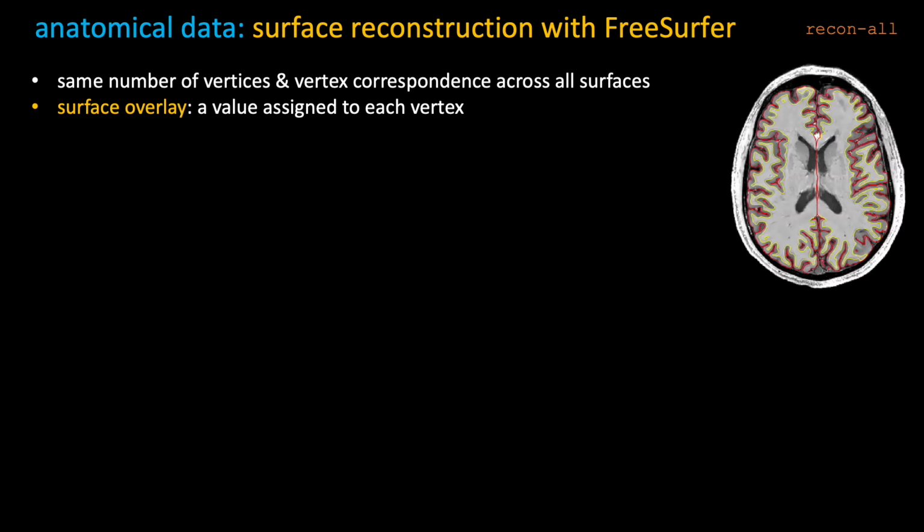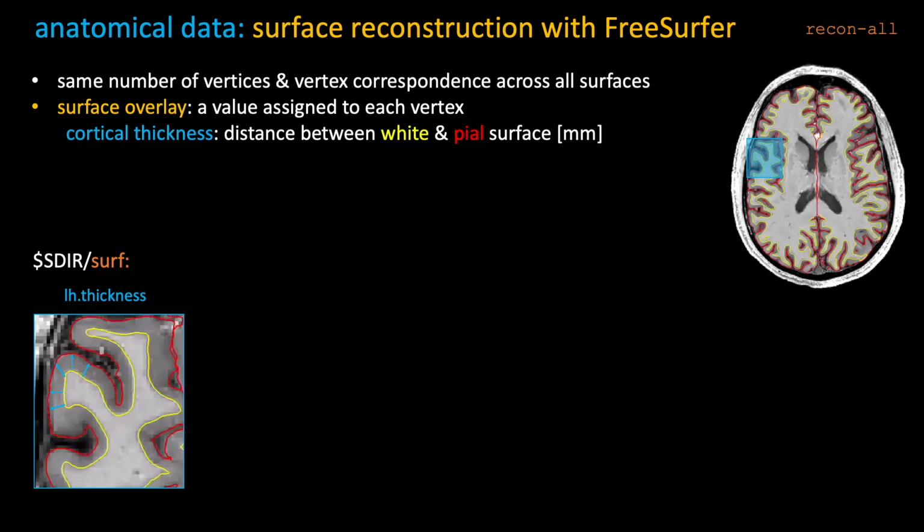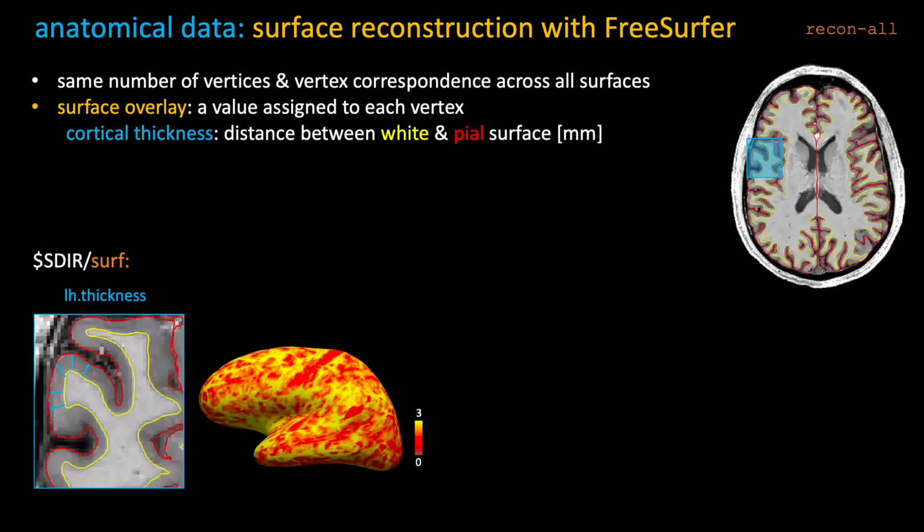And now I just wanted to quickly introduce the concept of surface overlay. It's basically a data file where we have a value assigned to each vertex of the surface. And there are two very useful overlays that FreeSurfer generates for us. It's cortical thickness map, where we have a distance, as you can see on this little zoomed in thing, distance calculated between white matter and PL surface. And we can overlay it on the inflated surface, as you can see here, have values from 0 to 3.